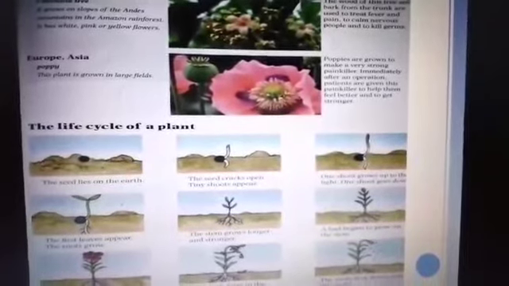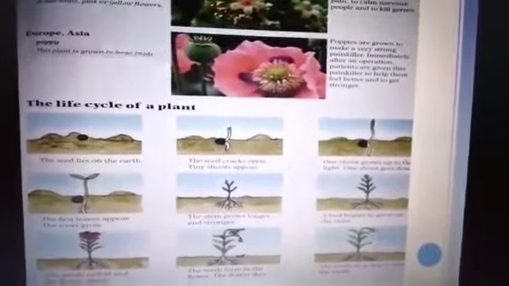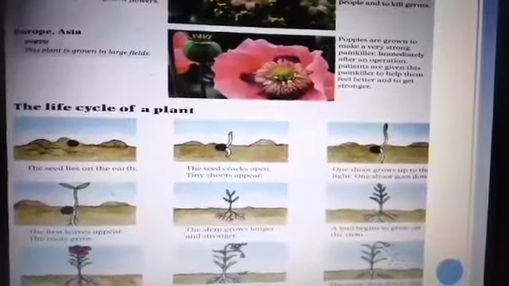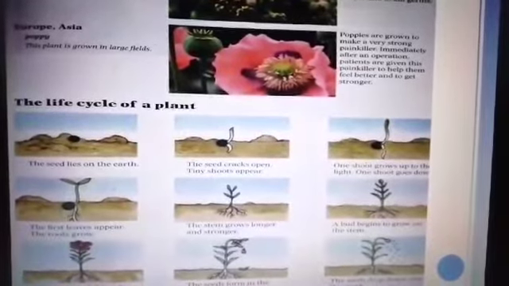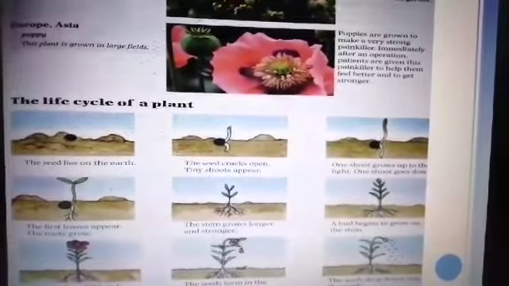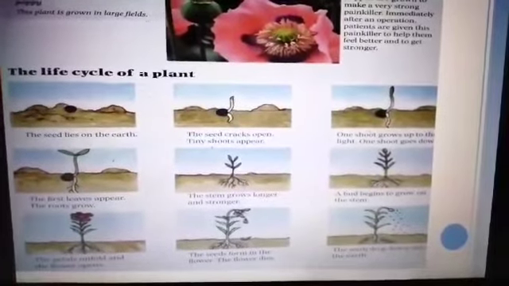Europe, Asia. Poppy. This plant is grown in large fields. Poppies are grown to make a very strong painkiller. Immediately after an operation, patients are given this painkiller to help them feel better and to get stronger.